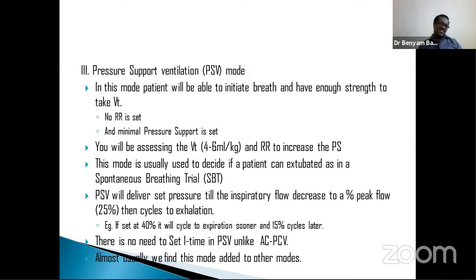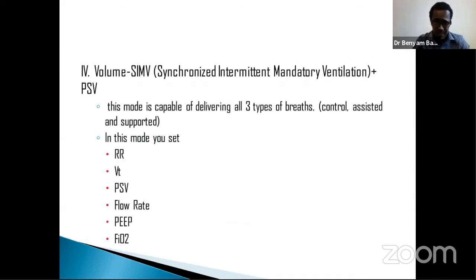Usually, as I mentioned earlier, there is no need to set I time in PSV, unlike AC/PCV, because it's only supported and the patient is actually controlling their own breath, meaning the patient is controlling the rate. We don't find this mode usually alone. We usually find this mode in combination with other modes, which I'll cover in the coming slides. So there is volume SIMV, or volume synchronized intermittent mandatory ventilation, plus PSV.